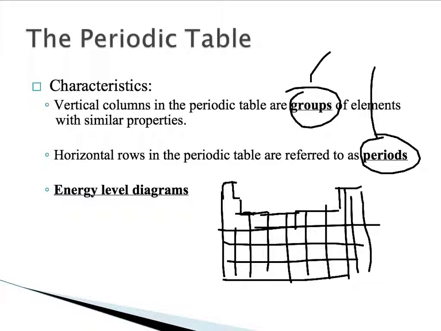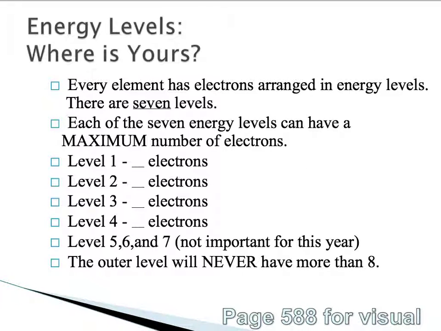And this is the first step in understanding how to draw an energy level diagram, because the group and the period each tell you something about the element. So starting off, every element, no matter what it is, has electrons in energy levels. And the way that you find out how many levels it has is by the period.